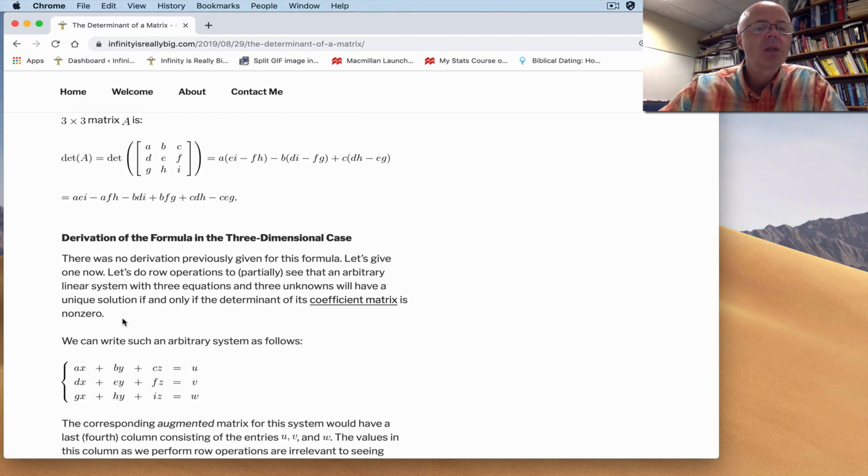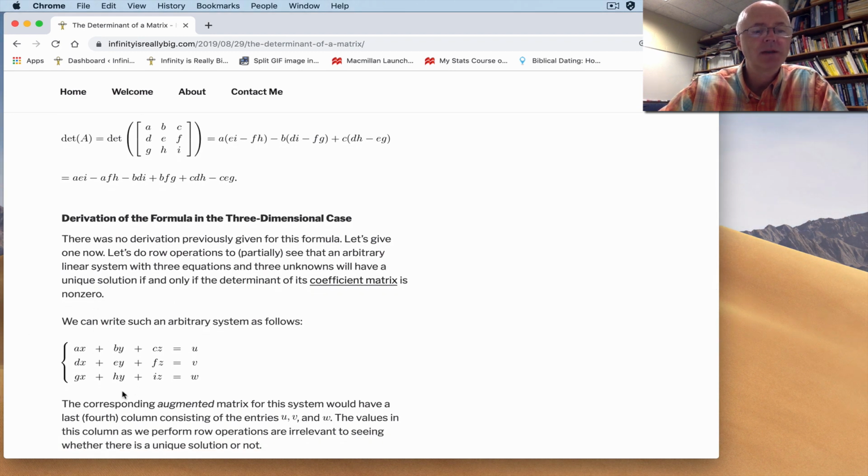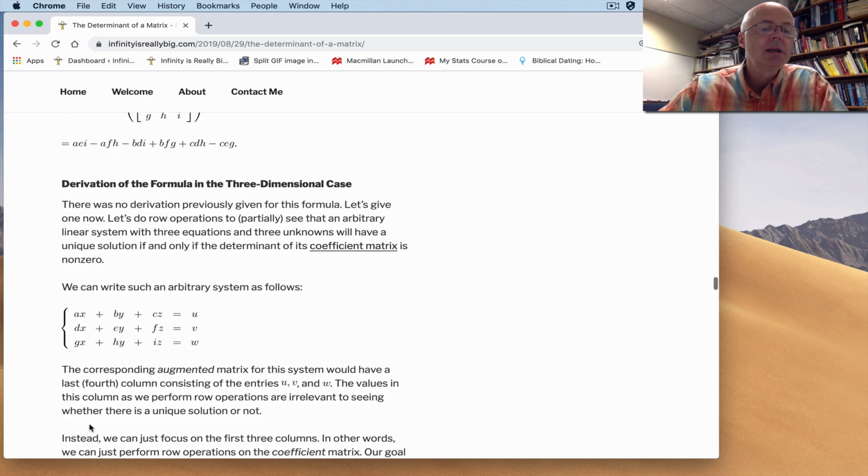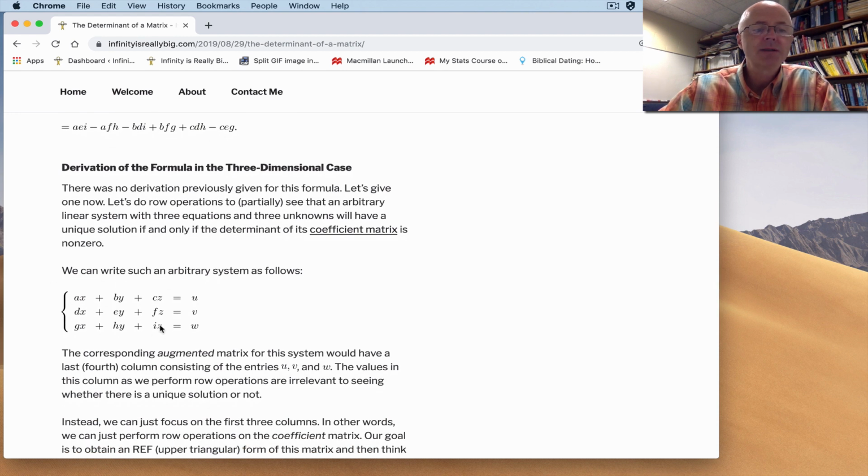So here's your arbitrary 3 by 3 system, 3 linear equations and 3 unknowns. If I put all these numbers, A, B, C, D, E, F, G, H, I, and also U, V, W in a matrix, that's called an augmented matrix.